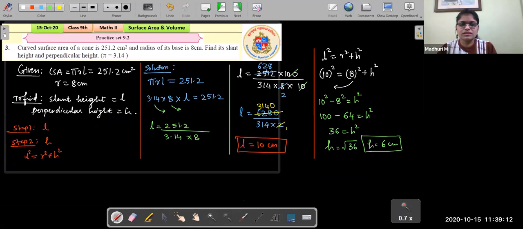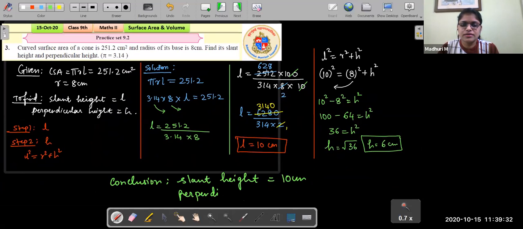So we were asked what is the slant height and what is the perpendicular height, right? So in conclusion, we can just write that the slant height is equal to 10 centimeters, and the perpendicular height is equal to 6 centimeters. Wasn't that easy? So just check, students, we are not doing much calculation, we are doing this smartly, using very small numbers and small tables. You're just going to cross out and get the answers easily.